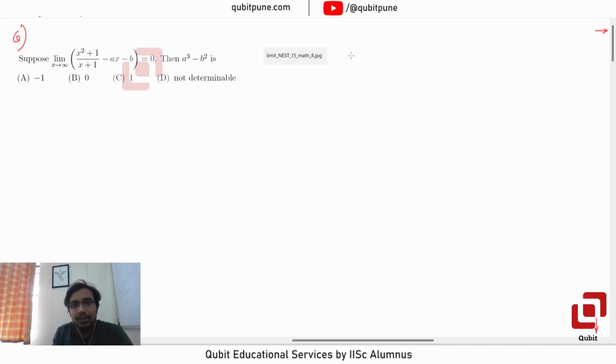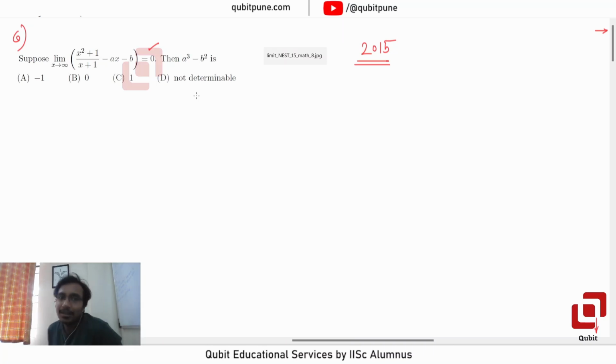Well, this is from 2015. Okay, this is from 2015. Suppose the limit as x tends to infinity of (x squared plus 1) upon (x plus 1) minus ax minus b is 0. Then a cube minus b squared is negative 1, 0, 1, or not determinable.